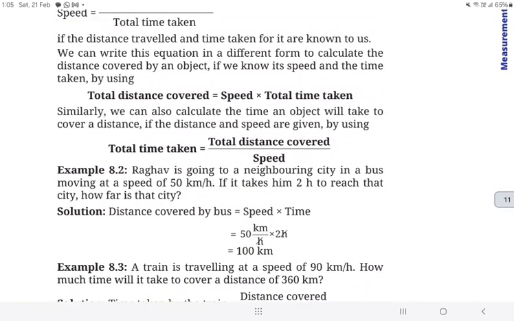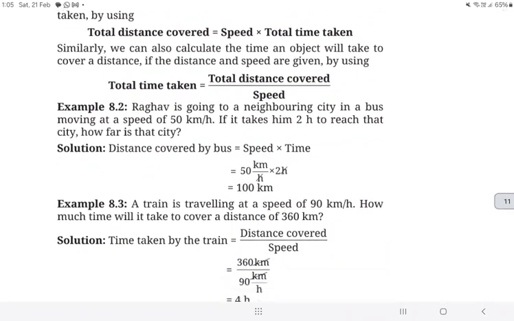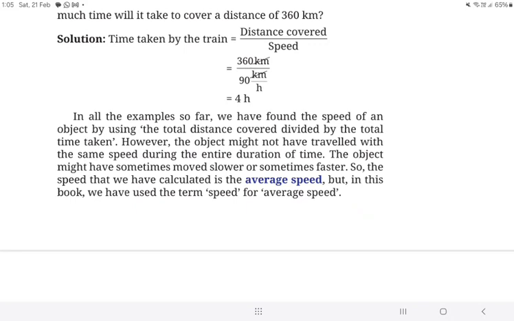So you also know that if you have to calculate the distance, you have to multiply the two things, that is the speed multiplied by the total time taken. Okay, these calculations I'm going to show you.